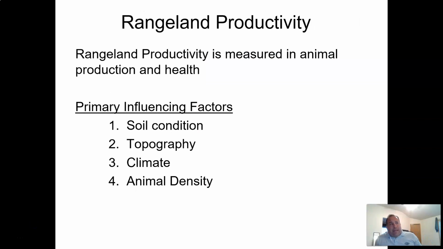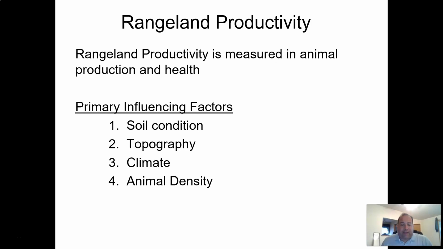So we have four main primary influencing factors when it comes to rangeland productivity, and those four are the condition of the soil, the topography in the area, the climate of the area, and the animal density. If we really think about rangeland productivity, we're really thinking about animal production and health. Because if we're saying that our land is productive, well, how are we going to measure that? Well, it's land suitable for grazing, so we're going to look at what is the quality of the animals on this land.